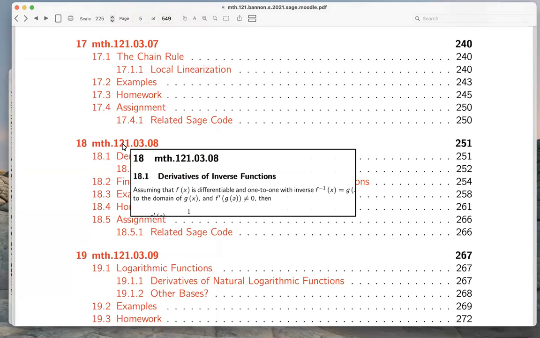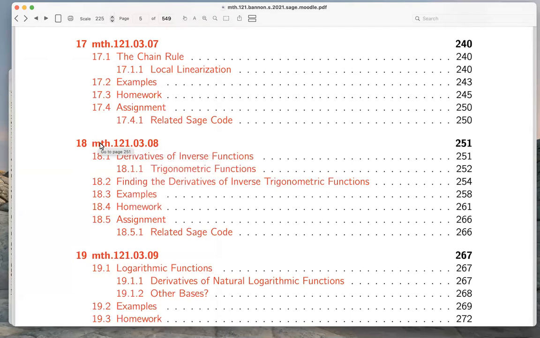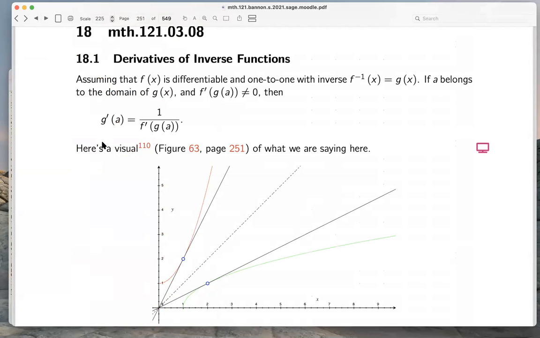Okay, we're in section 18 of the notes. Let me click on this. We'll go to section 18. And this is going to be the derivative of inverse functions.